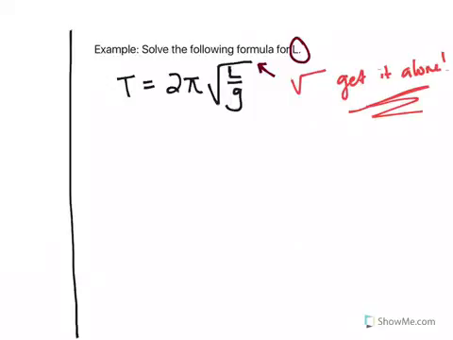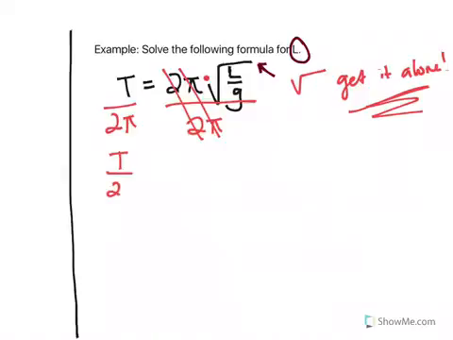To do that, we have to figure out how to get rid of this 2 pi. Currently it's 2 pi times the square root of L over g. So if it's times, we're going to divide by 2 pi to get rid of the 2 pi. Do that to the right, so we have to do it to the left. The 2 pi gets canceled out on the right, and we're left with t over 2 pi on the left equals the square root of L over g.